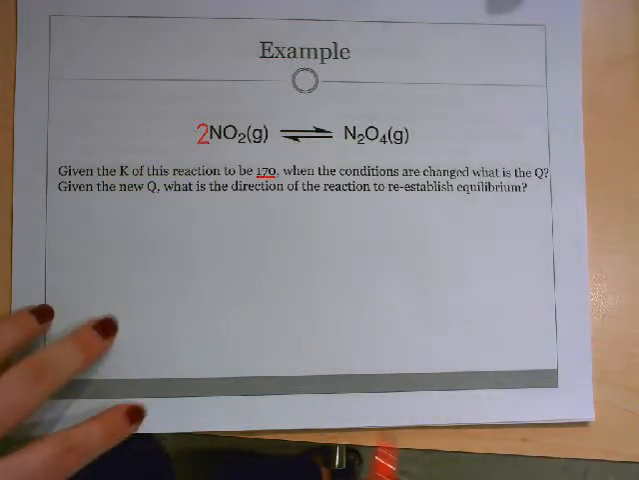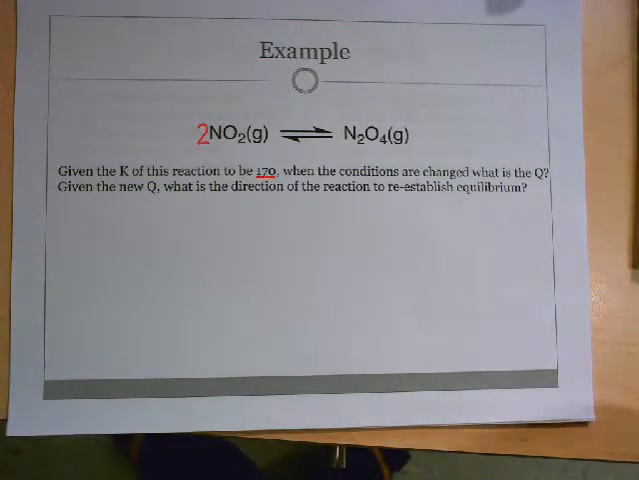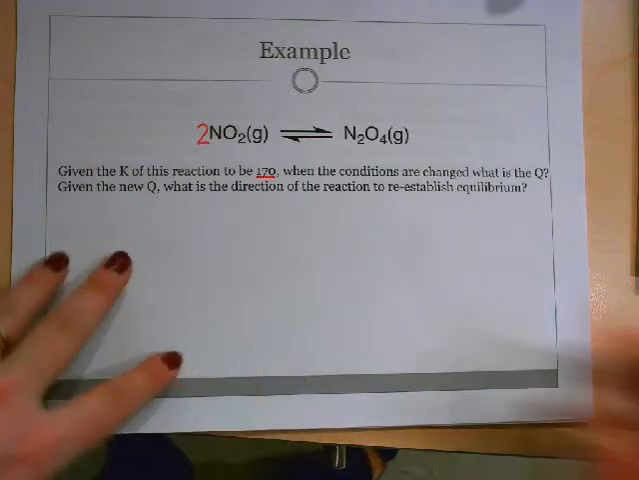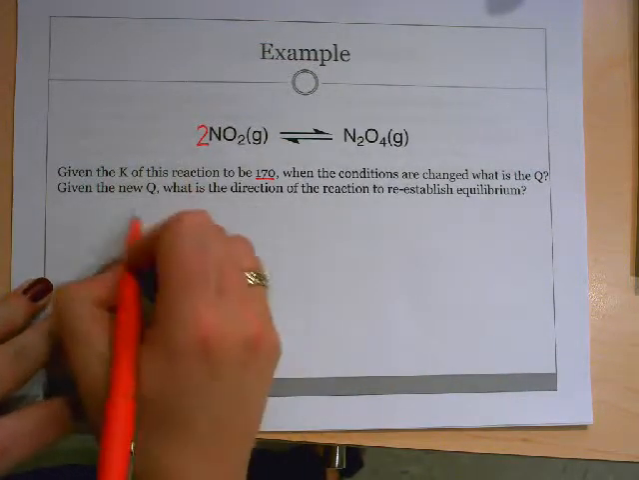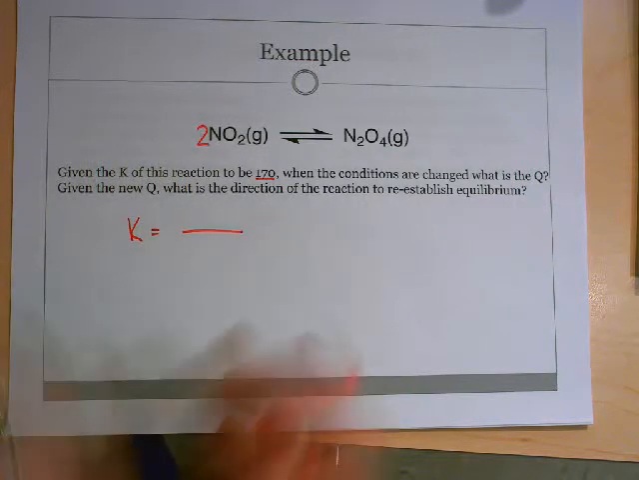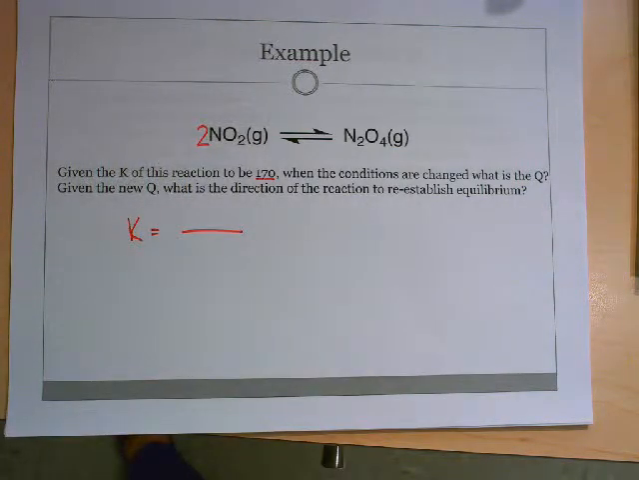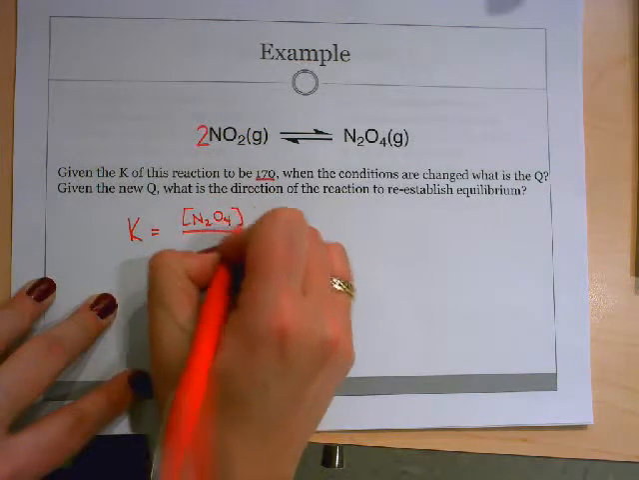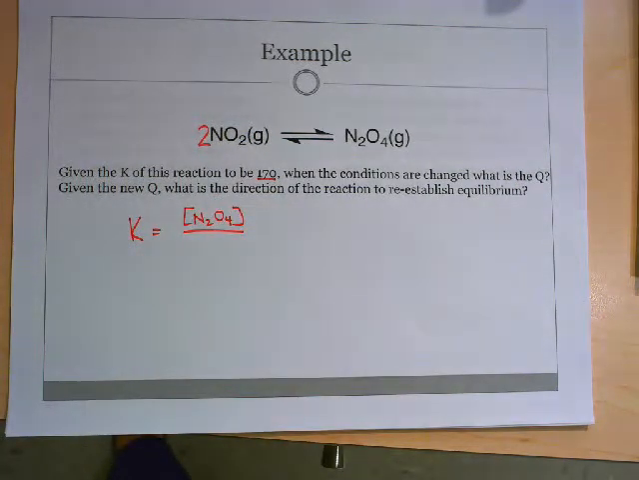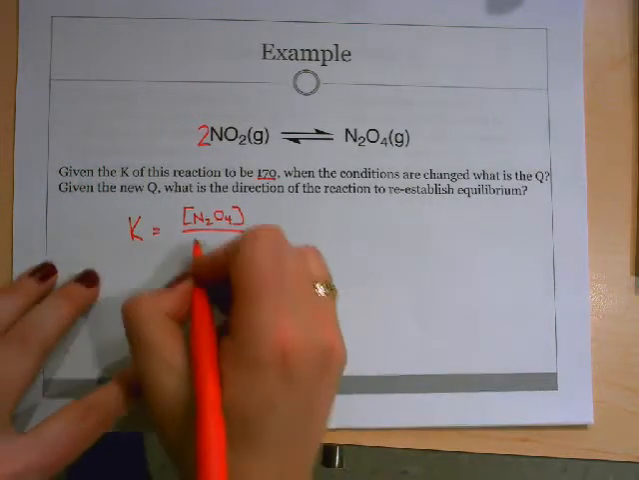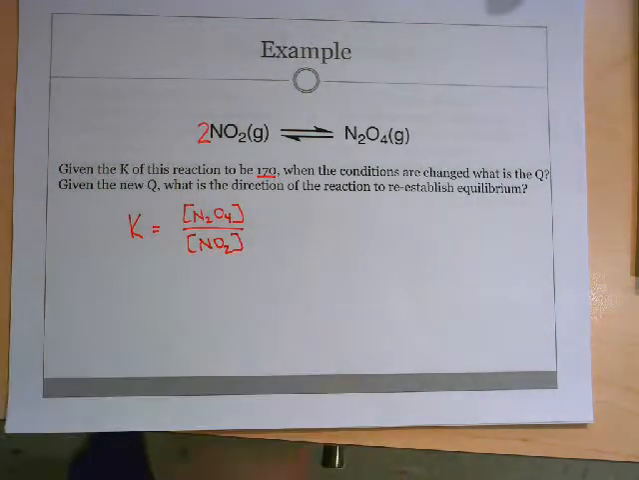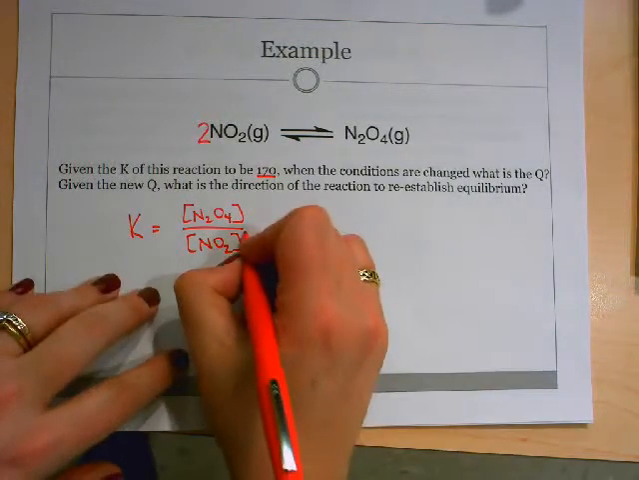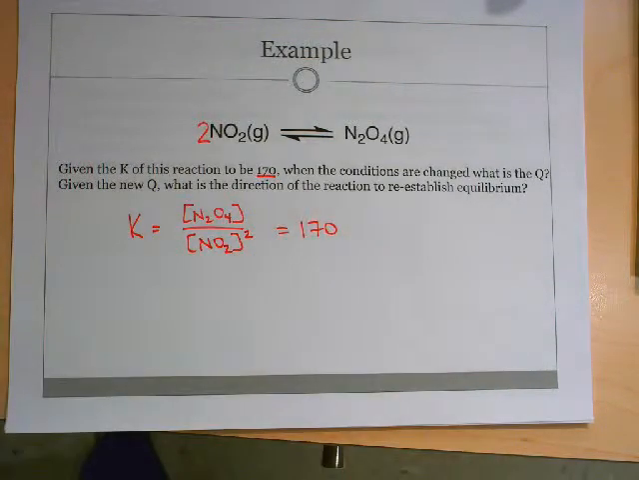So let's first write out what K should be. So, do I have products or reactants in my fraction on the top? Products on top. Does it get an exponent? No, I mean it's 1. Alright, so then we put reactants down here. And what exponent does that guy need? 2. Alright, and they tell us that equals 170.